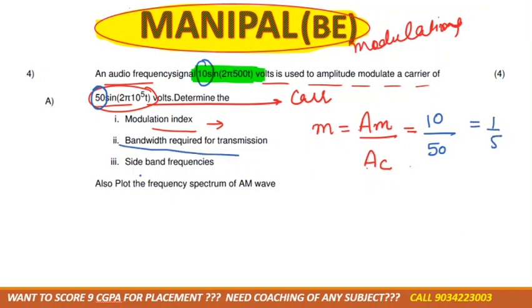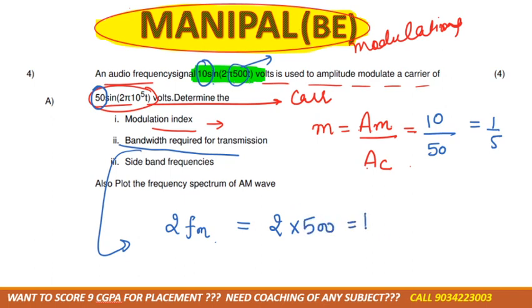Next, they are asking the bandwidth required for transmission. The bandwidth formula is twice multiplied by FM. So 2 into the frequency of the modulating signal. How much is the frequency of the modulating signal? As I told you, this one is the modulating signal. So 2 into 500, that is 1000 hertz is the bandwidth, correct?